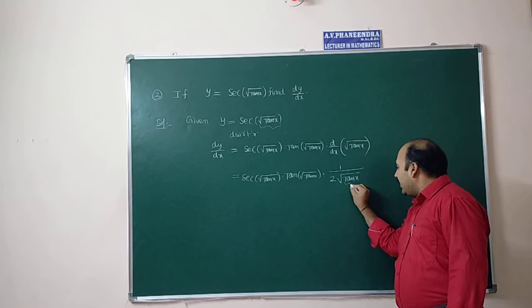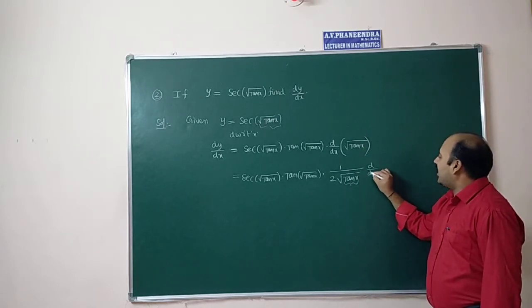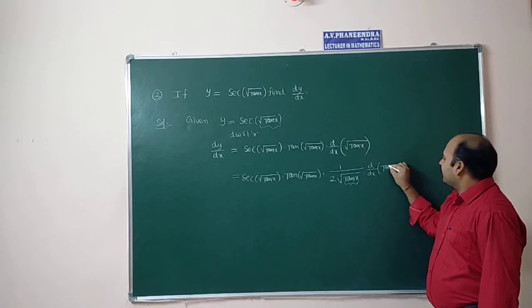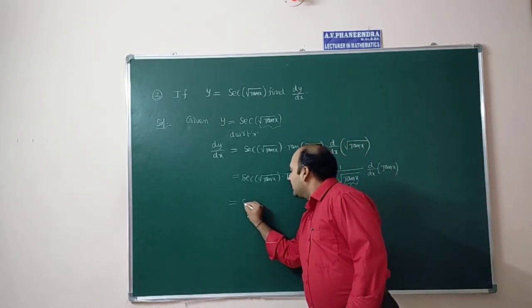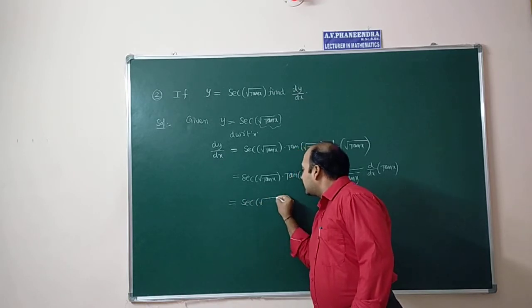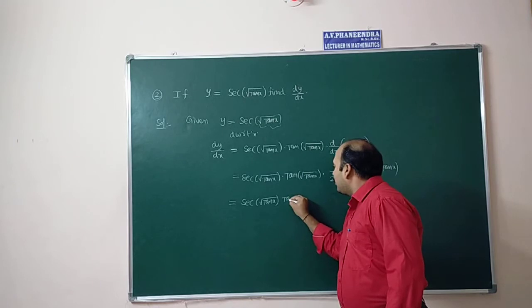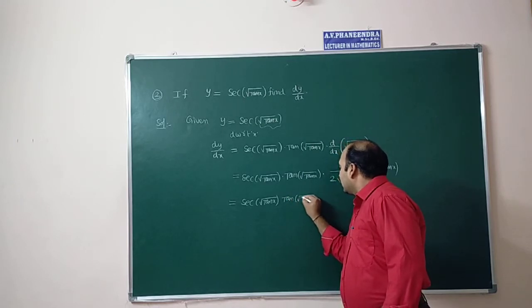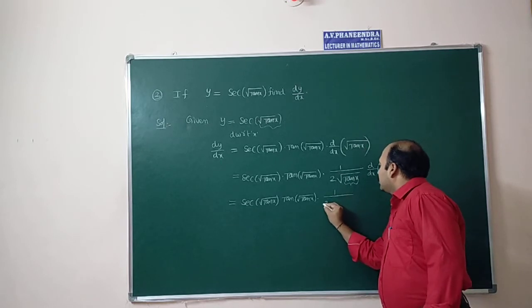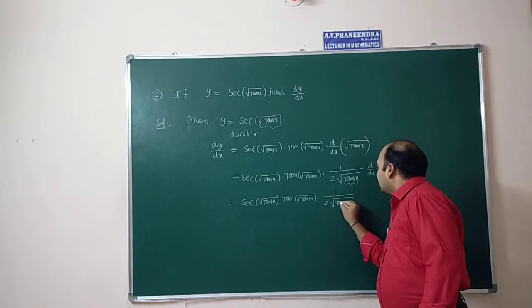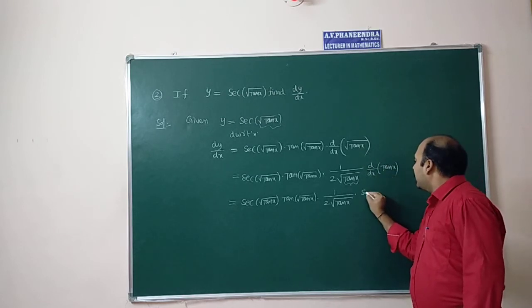Again what we have to do? Again tan x also we have to differentiate into d by dx of tan x, which is equal to secant of root tan x into tan of root tan x into 1 by 2 root tan x. D by dx of tan x is secant square x.